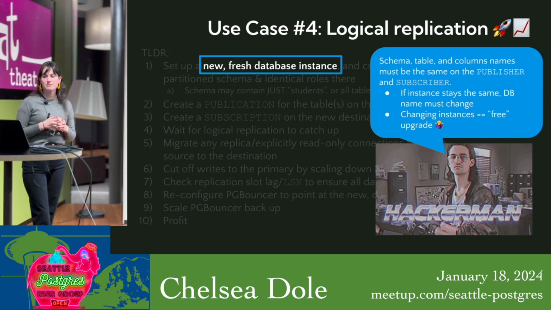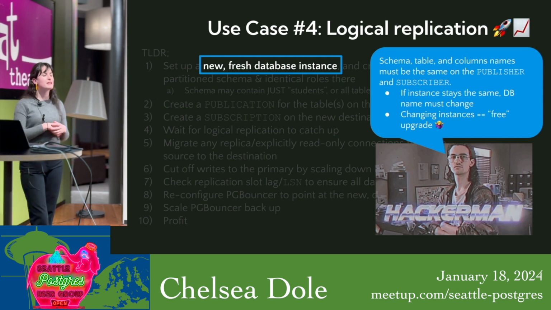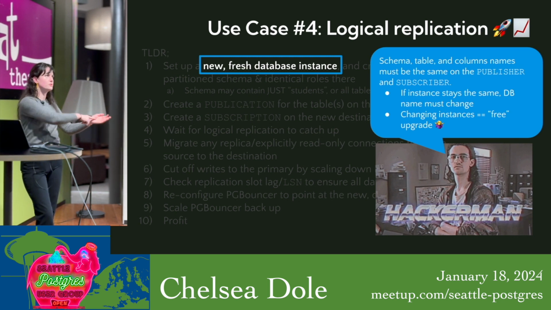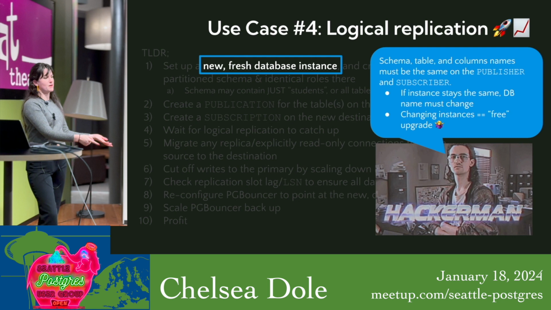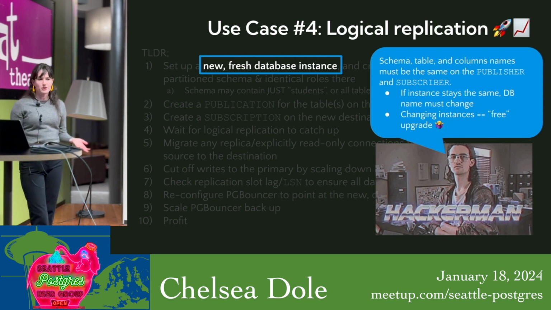So schema, table, and column names must be the same on the publisher and the subscriber. You can use one server, however, the database would need to be different. So you would need to be publishing from a database on the source to a different database on the same source, which, you know, you can. I don't know if I'd personally do it, but you can do it.